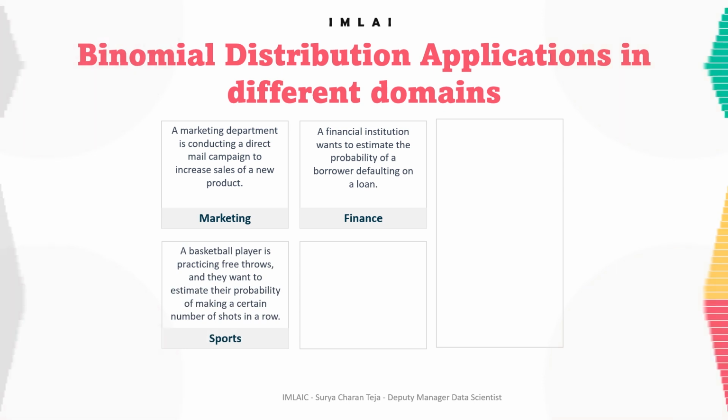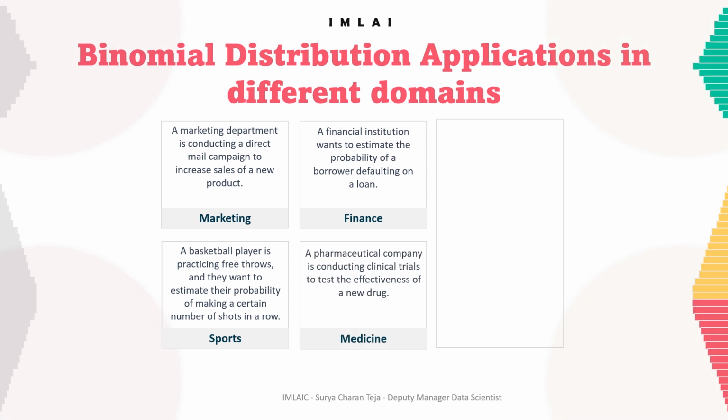A basketball player is practicing free throws, and they want to estimate their probability of making a certain number of shots in a row. So they can use the binomial distribution to model the number of shots they make in a series of attempts and calculate the probability of making a certain number of shots in a row. And then we have medicine.